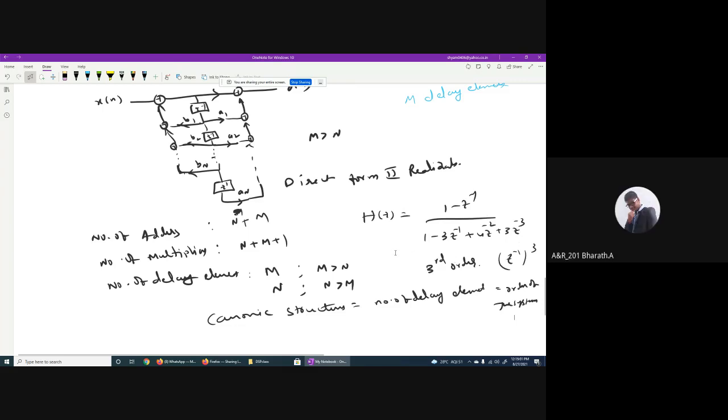It will start from a0. a0 needs one multiplier, a1 needs one multiplier, a2 needs one multiplier, am needs one multiplier. So a0 to am, total how many multipliers? m plus 1. Here b1 needs one multiplier, b2 needs one multiplier, bn needs one multiplier. How many total? n. There is no b0, isn't it? Yes.